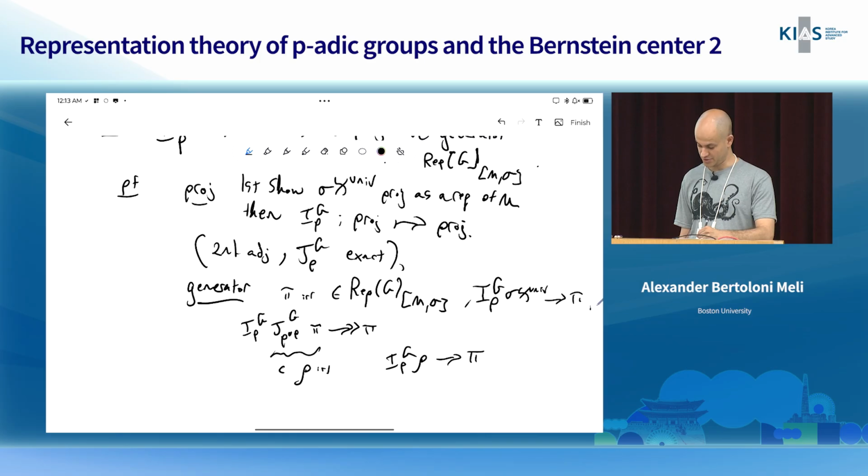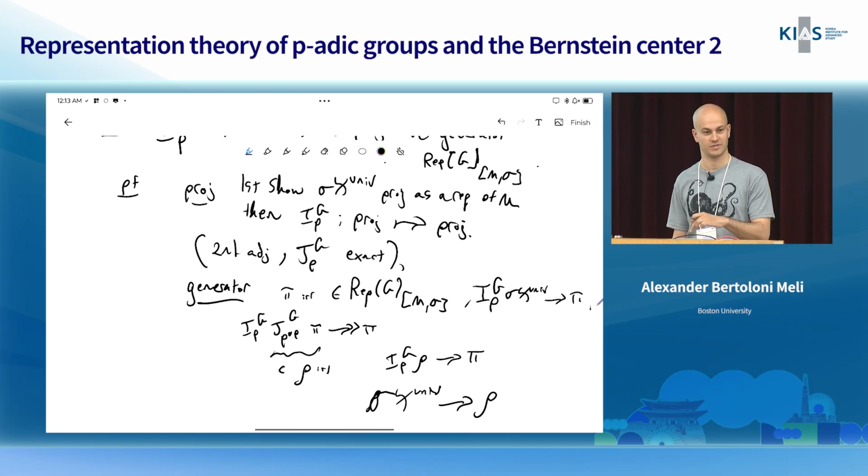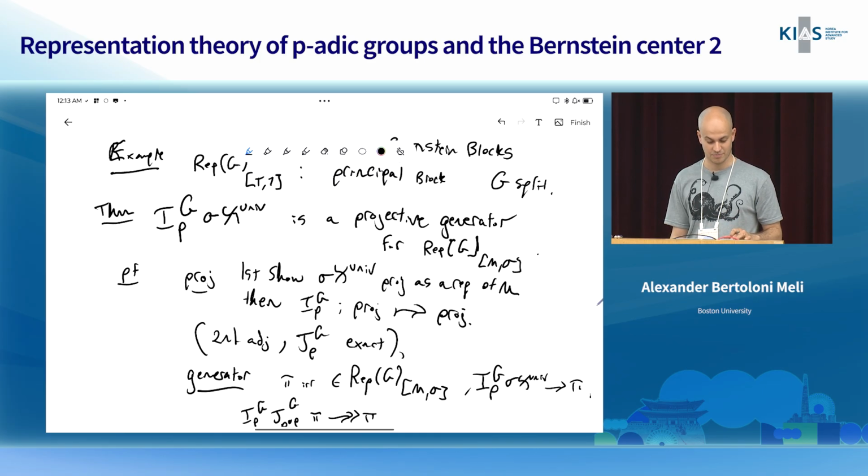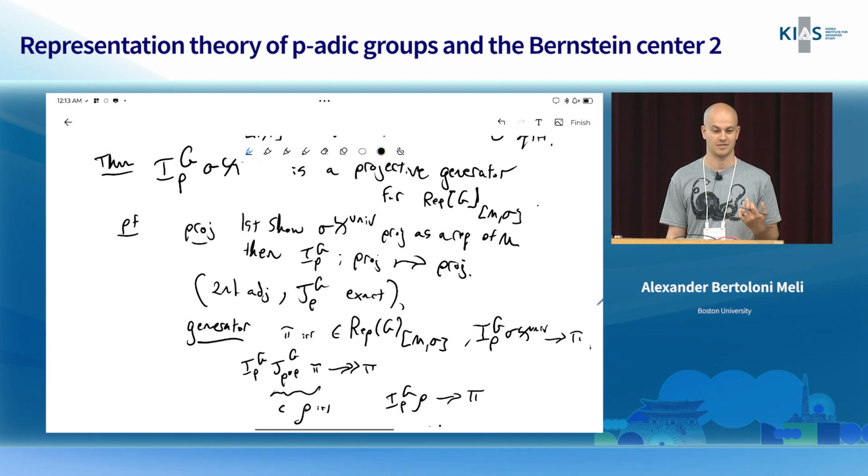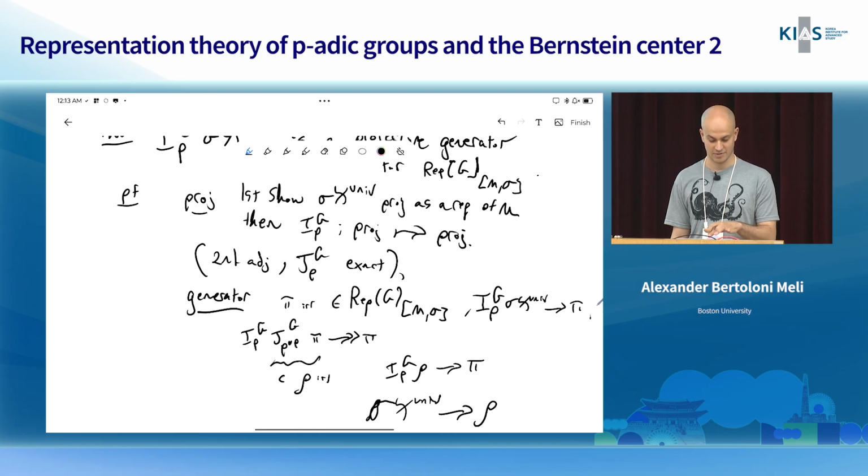And then you just need to show that sigma chi univ maps to rho, and then you can apply induction to this map and compose, and you'll get a map from this projective generator to pi. Okay, so the proof of this theorem is an exercise in second adjointness. Once you know second adjointness, you also need some fact about supercuspidal representations.